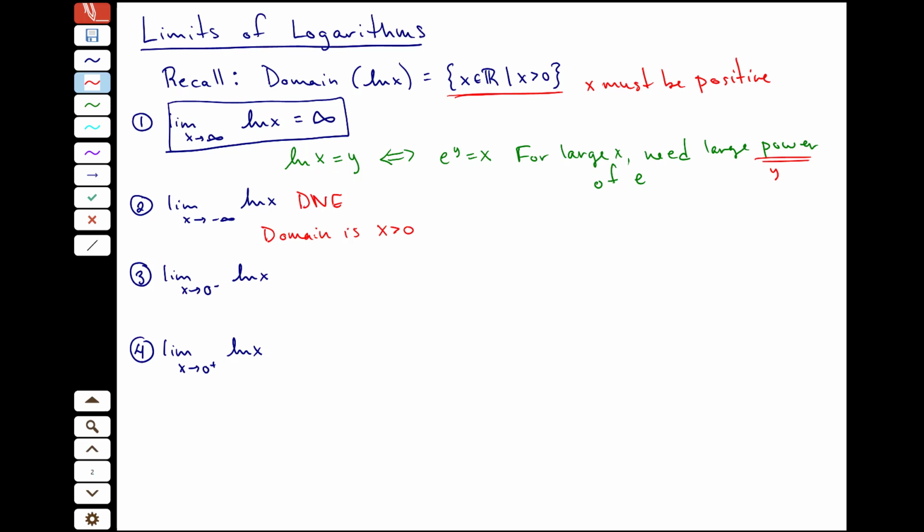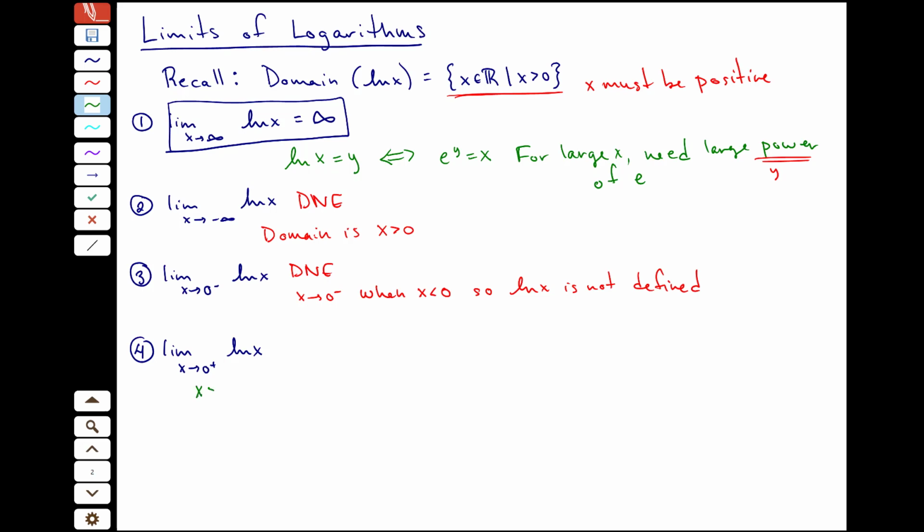The same thing with 3, with our limit as x goes to 0 from the left. This also does not exist because x approaching 0 minus is when x is less than 0. So the natural log of x is not defined. So we actually can't take these limits. They just don't exist.